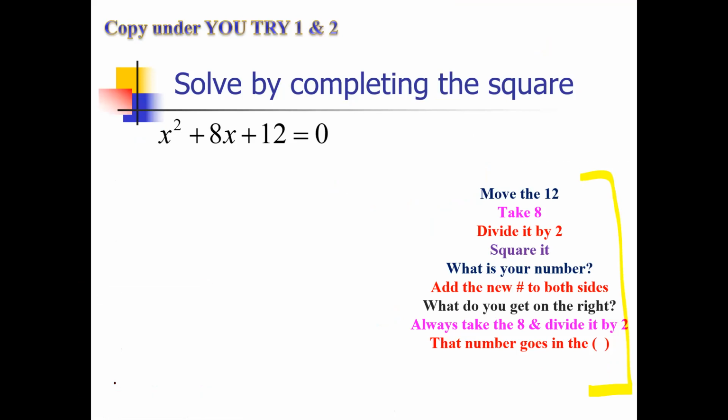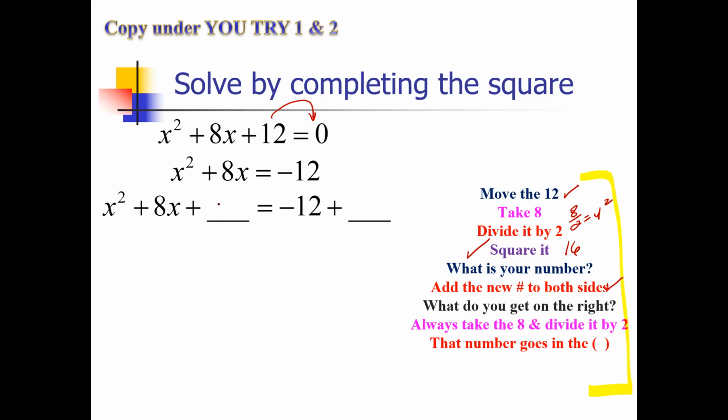Okay, I'm going to go ahead and go over it with you guys. Step 1, move the 12. So I'm going to subtract the 12 on both sides, move it over to the right. Then take the 8 divided by 2 and then square it. So 8 divided by 2 is a 4. Squaring it is a 16. So check. You're going to add that new number to both sides. So I'm going to have a plus 16 plus 16.